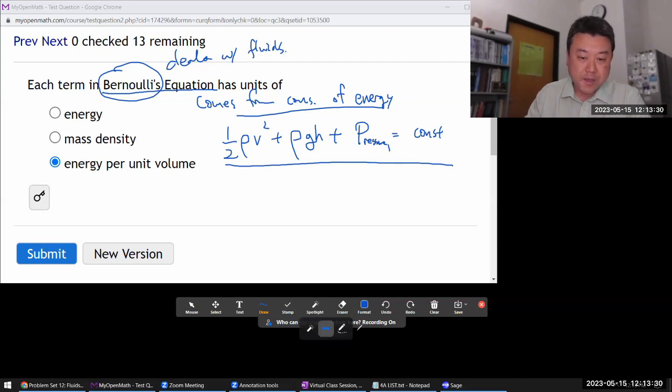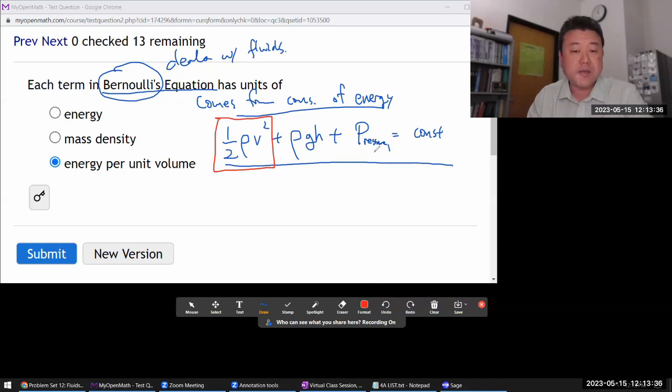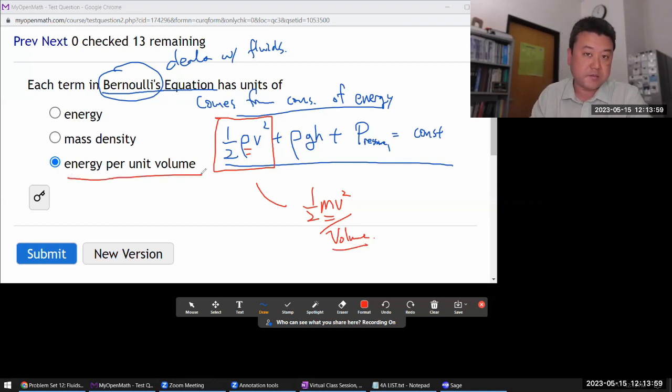Now, whenever you're trying to figure out the unit, you can just look at one term in the multiple terms that add. They should all have the same unit. And comparing this to something that has a unit of kinetic energy, 1/2 mv², comparing mass to density, it's mass divided by volume. So the unit of this quantity here is amount of energy per unit volume. That's why this is the correct choice.